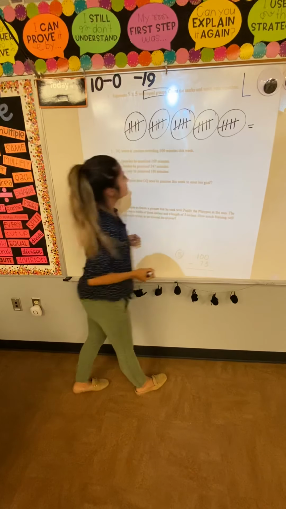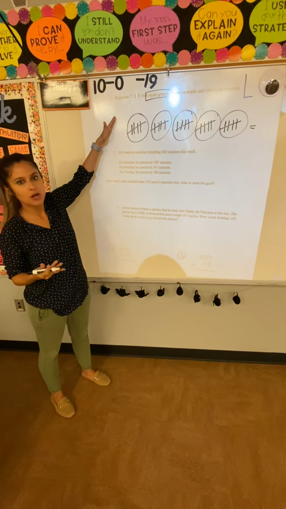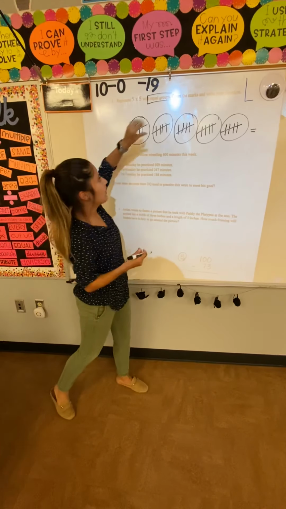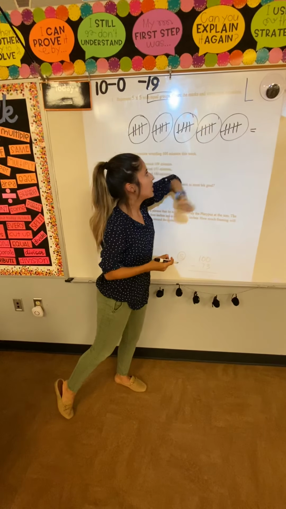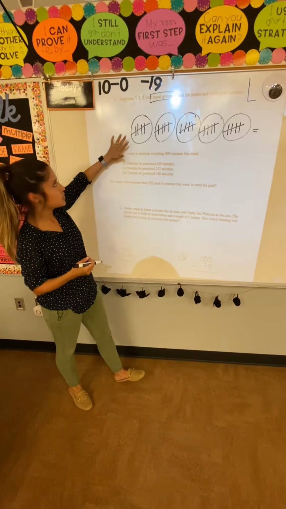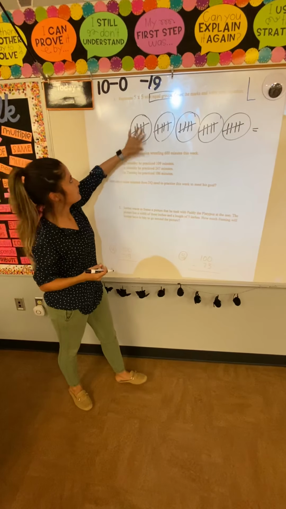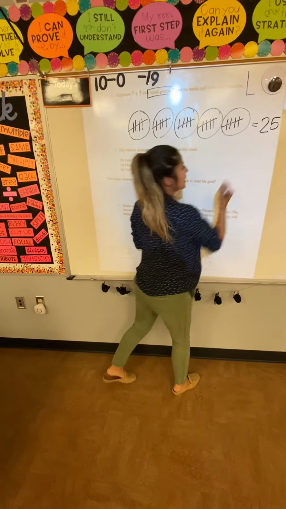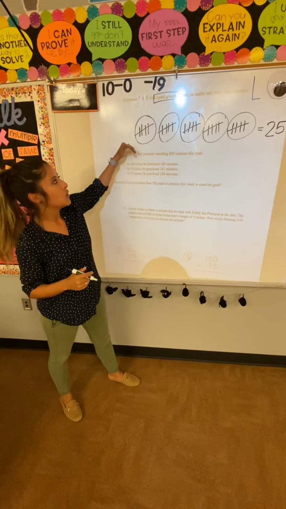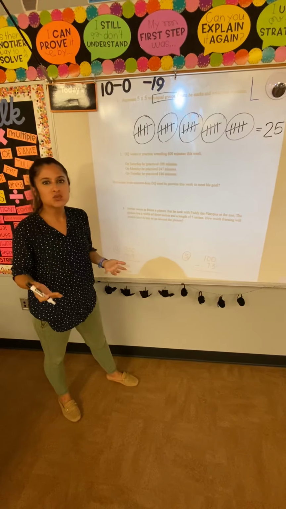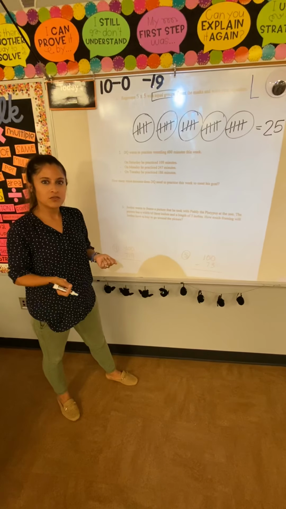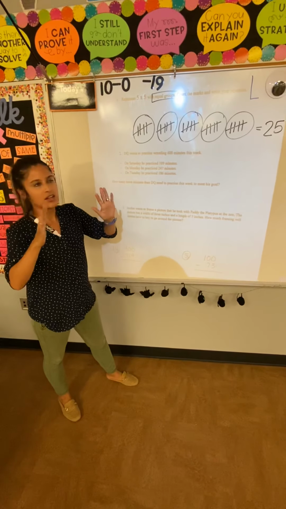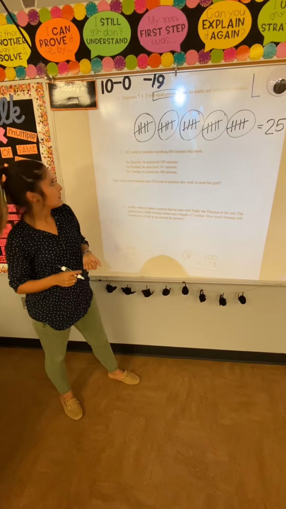Our product, our answer to our multiplication problem, we can simply skip count by these 5s because we know that this tally mark representation is a 5. 5, 10, 15, 20, 25. So 5 times 5 is 25. We showed it with equal groups. Now, of course, once we know our multiplication facts with fluency, we'll just immediately know 5 times 5 is 25.